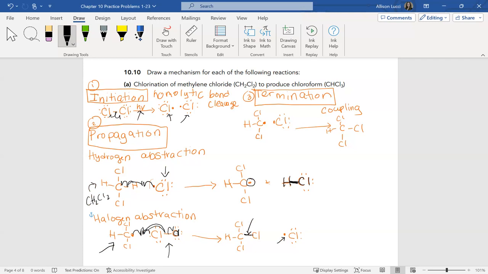Our last step is the termination step, and this is done by a coupling reaction. So we see here that the radical that was involved in our halogen abstraction, this radical comes back, and we have that radical combining with this radical here, and that's called coupling. So we only have 2 curved arrows in this step. And then this terminates the reaction from happening because there's no longer a radical to begin the process.